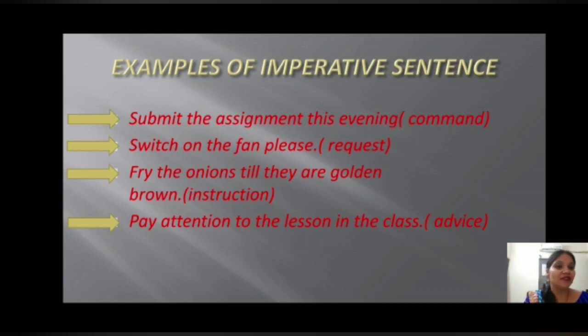Submit the assignment this evening. So this is a command. Somebody is commanding that you have to submit the assignment this evening. Switch on the fan please. It's a request because we have used the word please. We are making a polite request. Fry the onion till they are golden brown. Instruction is being given in this example. Pay attention to the lesson in the class. It's a general advice that you have to pay attention in the class while lessons are being delivered. So these are the examples of imperative sentence.